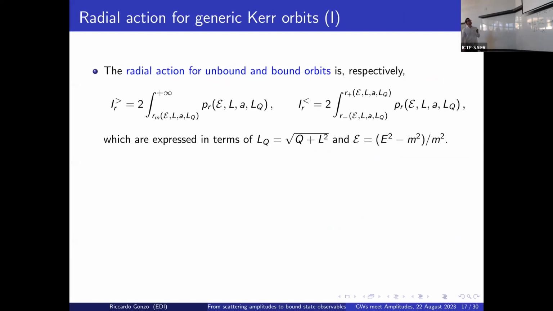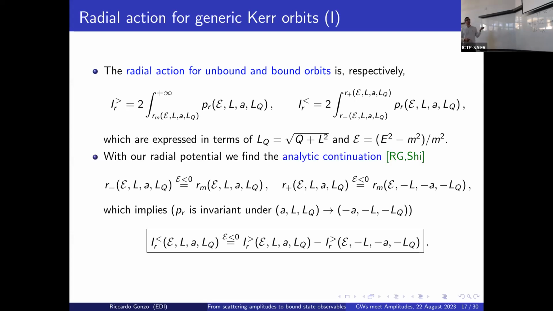So now you can try to play the same game. You want to understand this relation between scattering and bound orbits, like with precession. Here, the roots depend on another variable, which is essentially what I was saying, related to the equatorial projection of angular momentum. It's this L_Q, defined by the square root of Q plus L squared. And okay, so we now want to find the relation between the roots in the bound case and in the unbound case, to make the connection.